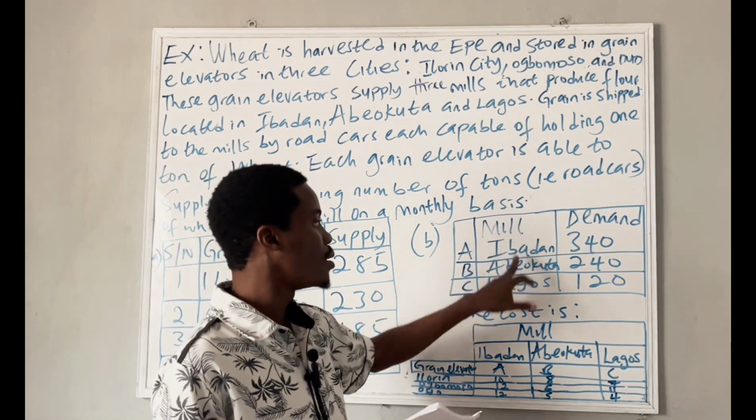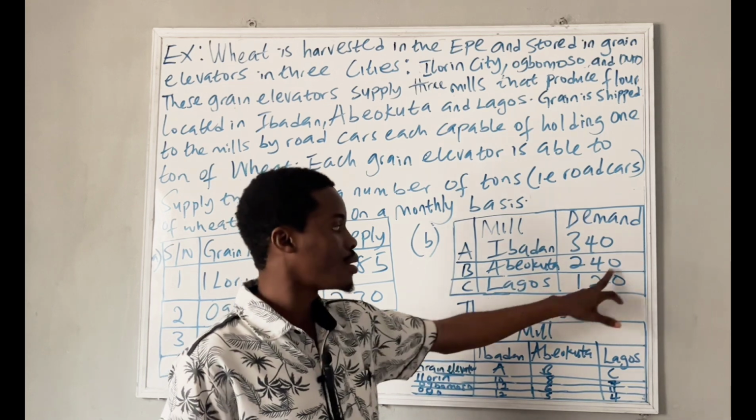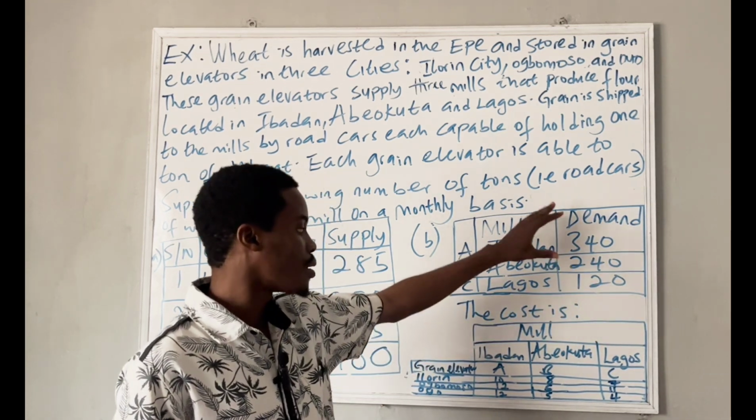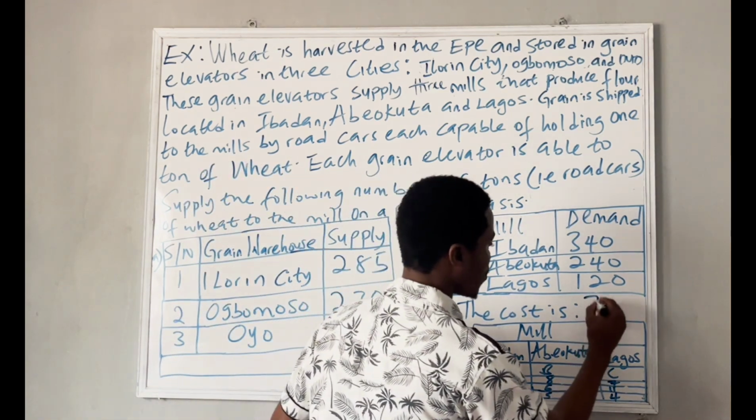So here is the mill in Ibadan. The demand is 340. Abeokuta, the demand is 240. Lagos, the demand is 120. And the total is 700. The total of it is 700.